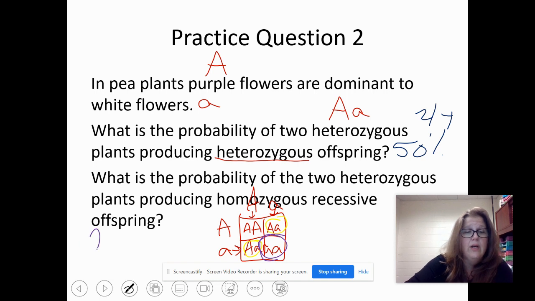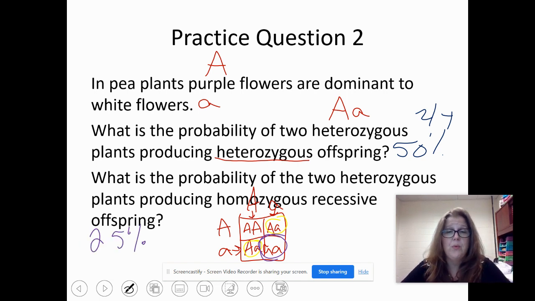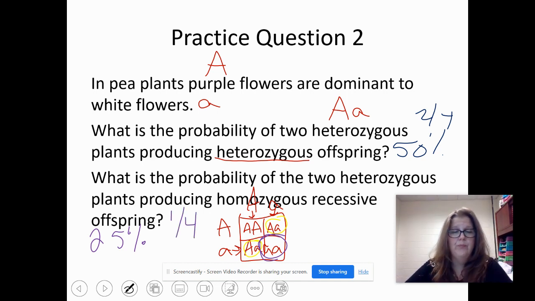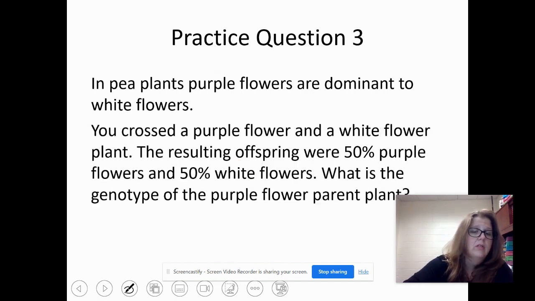So it is a 25% chance because each square represents 25%. If you do 25 plus 25 plus 25 plus 25 equals 100, it's like quarters in a dollar. Or you could say 1 out of 4. Either one to me would be acceptable answers.